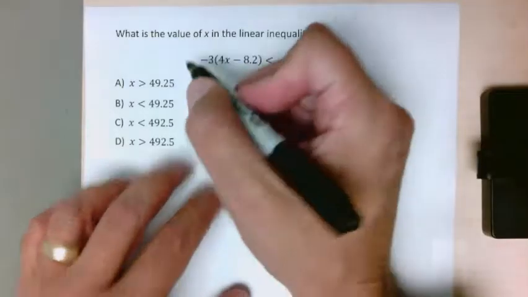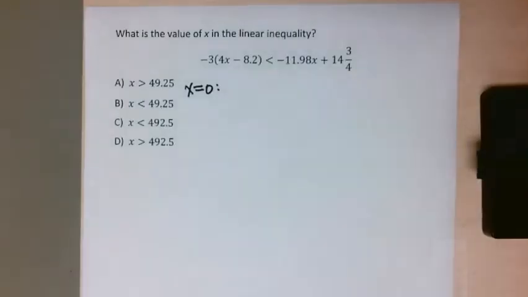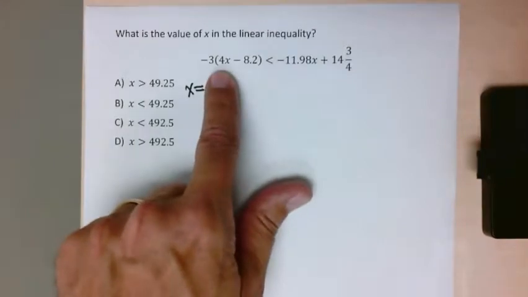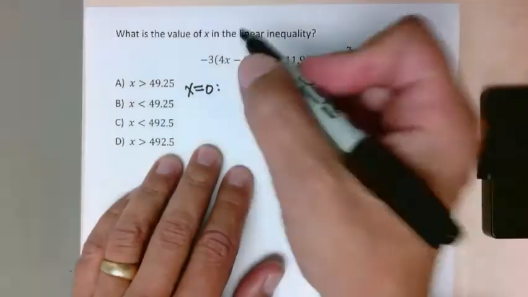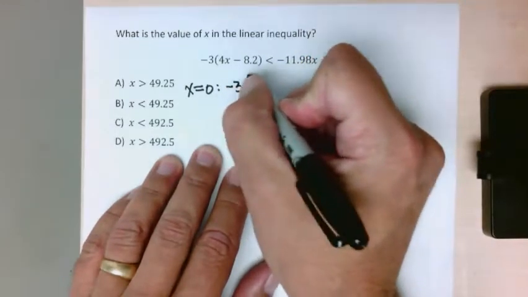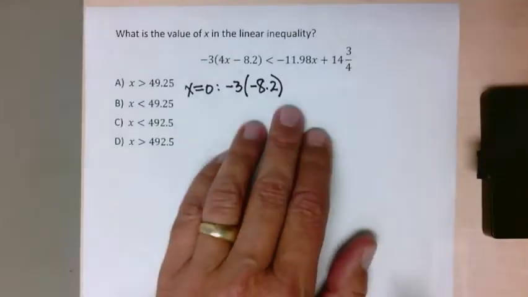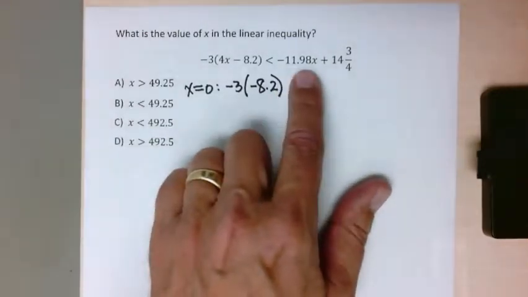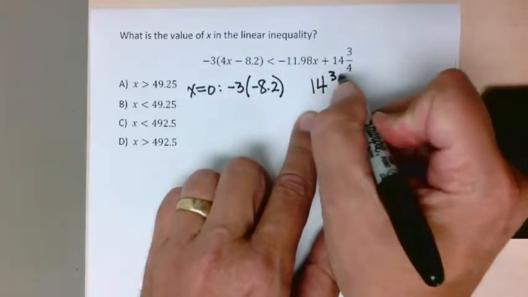So let's try x equals 0. For linear inequalities, that is always a great choice to try. It eliminates stuff very quickly. So looking at the left-hand side of the inequality, 4 times 0 is 0, so that's going to go away. And that will just leave me with -3 times -8 and 2/10. On the right-hand side of the inequality, -11 and 98 times x is also going to be 0, and that's going to leave me with just 14 3/4.